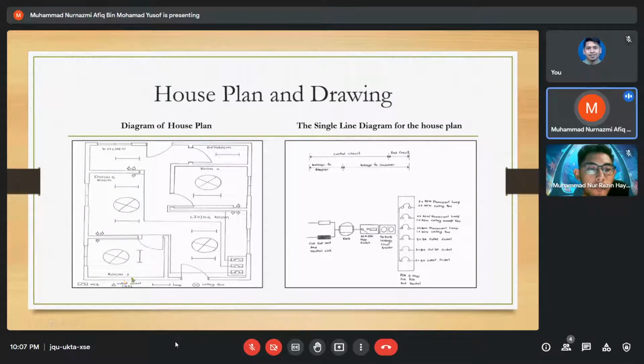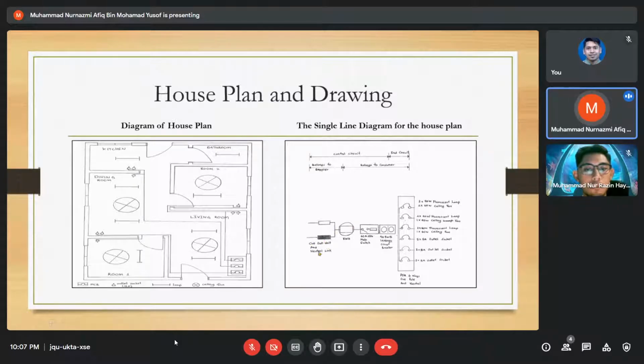So the symbols for the house plan here: this is for the MCB, this is the outlet socket 30 ampere, this is the lamp, and the last is the ceiling fan. So we go to the single line diagram for the house plan.